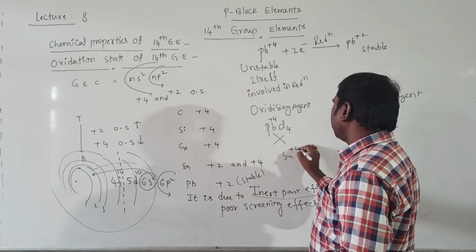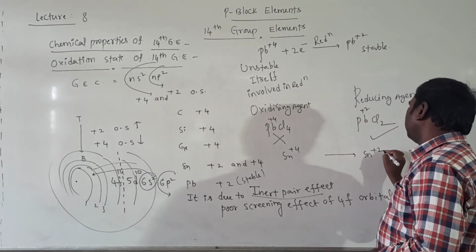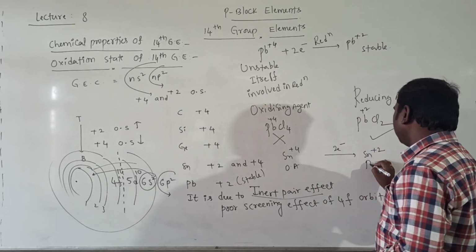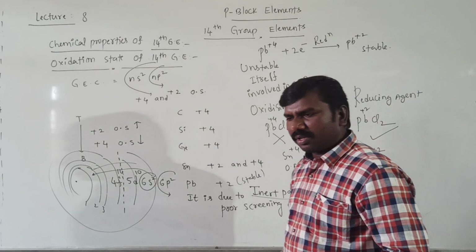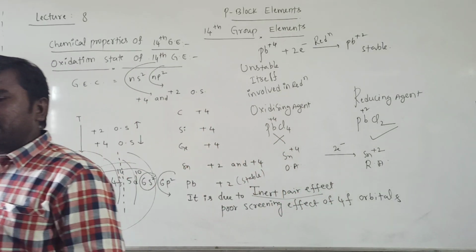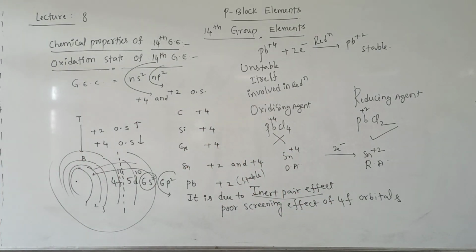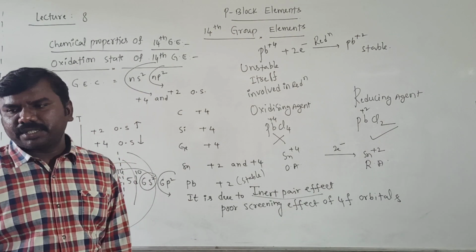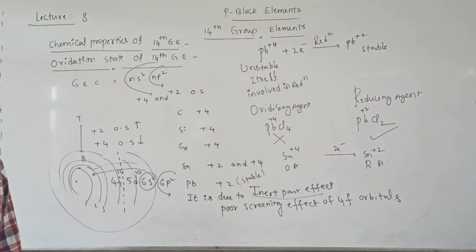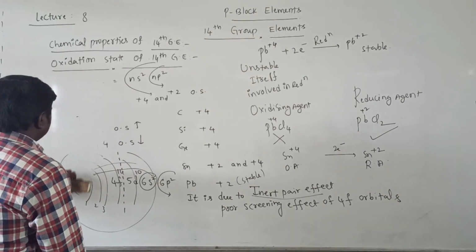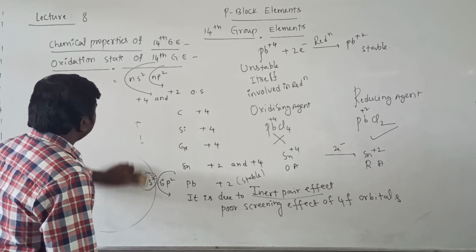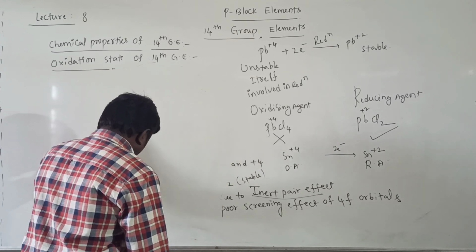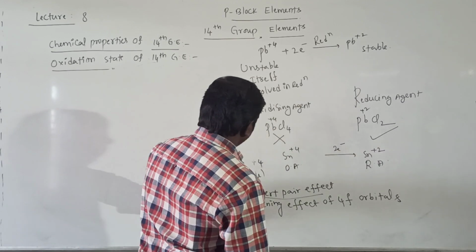Similarly, Sn plus 4 and Sn plus 2. By gaining 2 electrons, it is reduced itself, so it is an oxidizing agent; the other is a reducing agent. Stannous can also show plus 2 as well as plus 4 oxidation state due to the poor screening effect of d orbitals in tin. Next, in the tetravalent state especially, tetravalent means plus 4 oxidation state, these compounds are very stable.